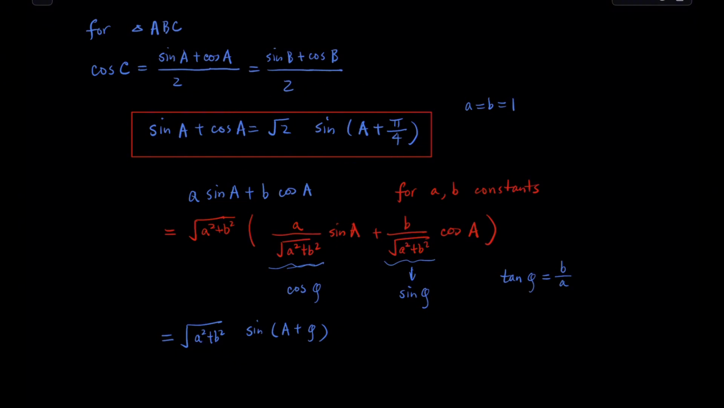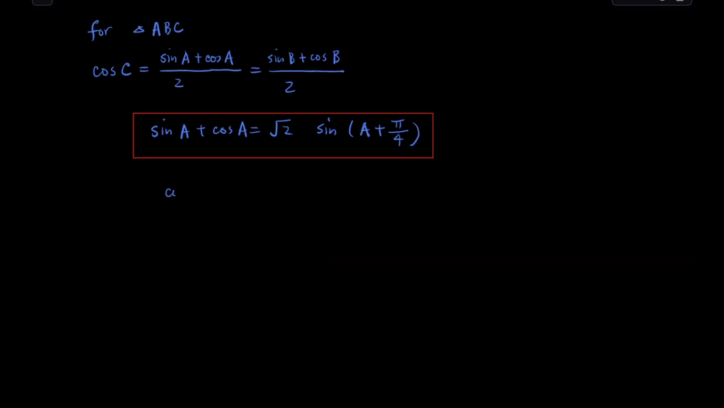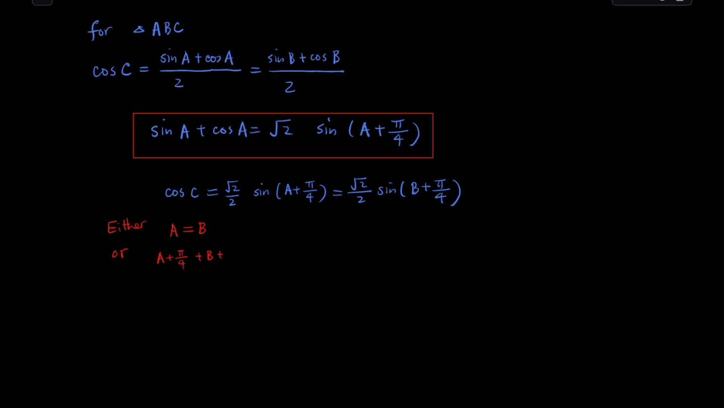Given this fact, we're going to revisit the original equation. Cosine C equals square root of 2 times sine A plus pi over 4, and this is equal to square root of 2 over 2 times sine B plus pi over 4. If the sines are equal to each other, either the angles are equal to each other or they add up to 180 degrees. So there are two cases. Either these two quantities are equal, which means A and B are equal to each other, or A plus pi over 4 plus B plus pi over 4 equals 180 degrees, which is pi. In this case, A plus B would equal pi over 2.